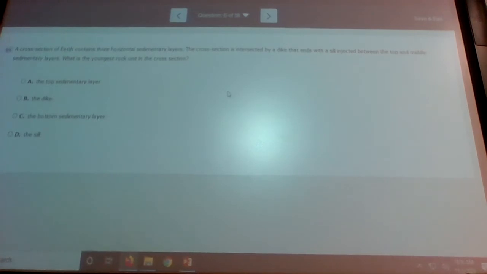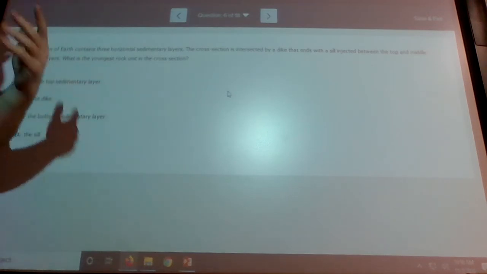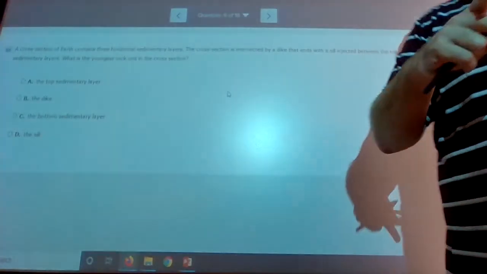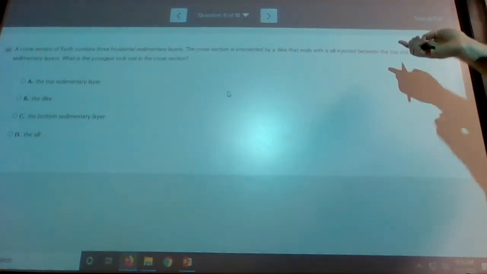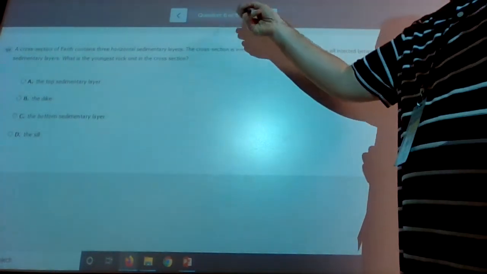But with a situation like this, or at least the way they described it, it would have to be both of these. The correct answer that they want is the sill, so you need to put sill in order to get it correct. But I figured I'd go over that with y'all because you could easily argue that it could be the dike too. They should be exactly the same age because they probably cooled at the exact same time, at least unless they wanted to describe it differently.